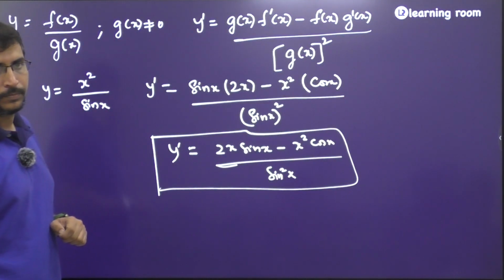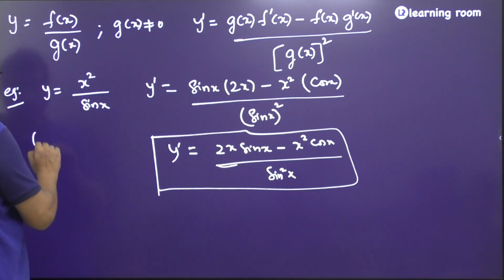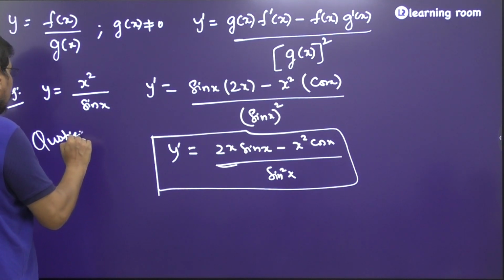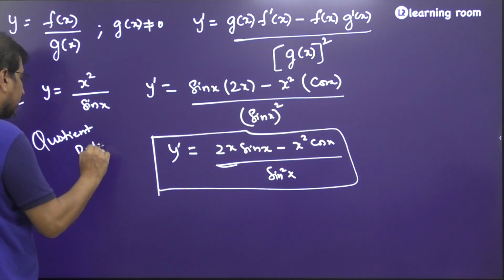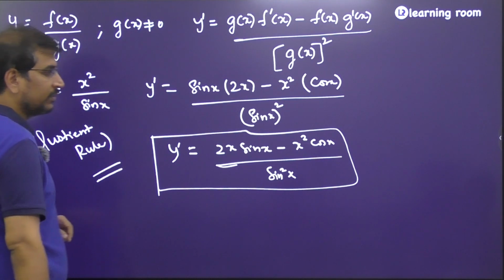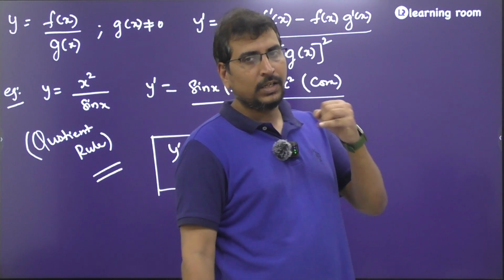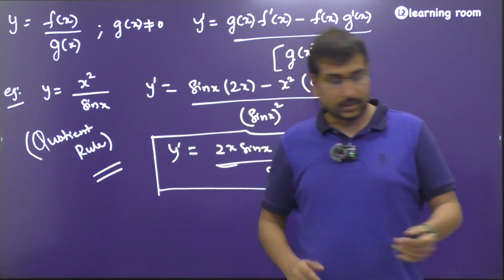I hope it is clear. So what do you call this? You call this a quotient rule. So basically you have two rules. What are they? Product rule and the quotient rule. So you can make a note of this.